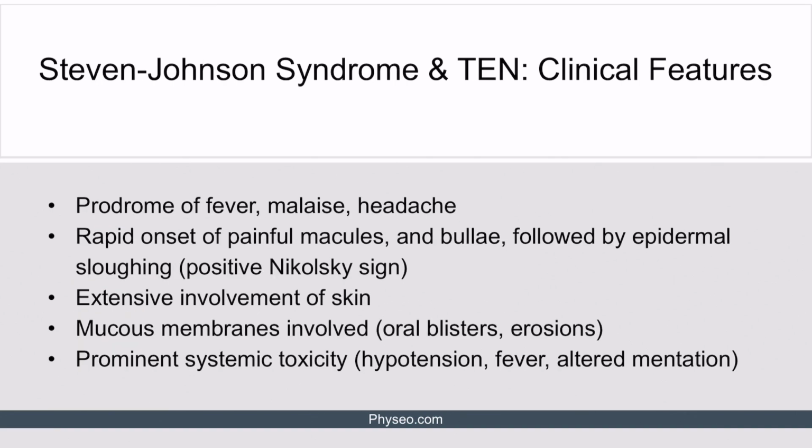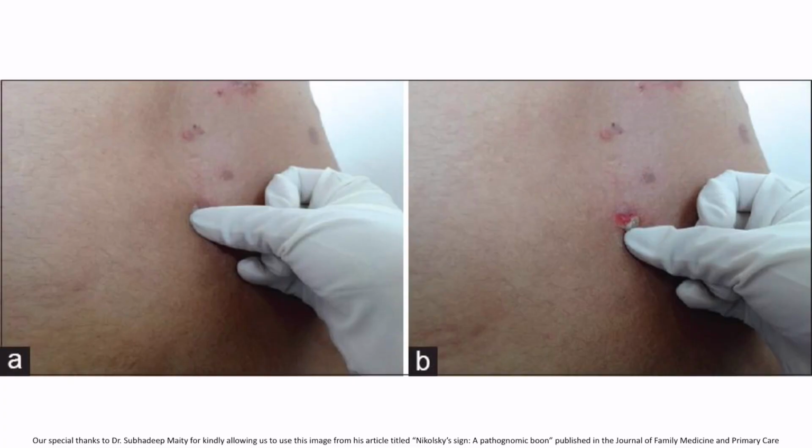Let's discuss clinical presentation. First, there is a prodrome of flu-like illness comprising fever, malaise, and headache. This is followed by a rapid onset of painful macules and bullae. The lesions also undergo epidermal sloughing, which can be seen clinically as a positive Nikolsky sign, where rubbing of the skin brings about epidermal sloughing. Here we can see the illustration of a positive Nikolsky sign. Notice how slight rubbing over the lesion makes the epidermal layer slip away completely.